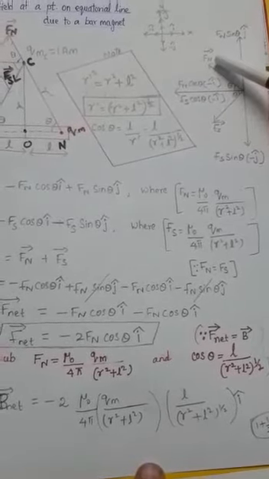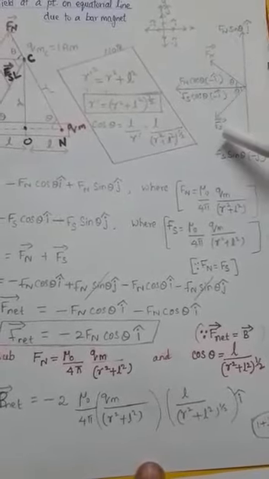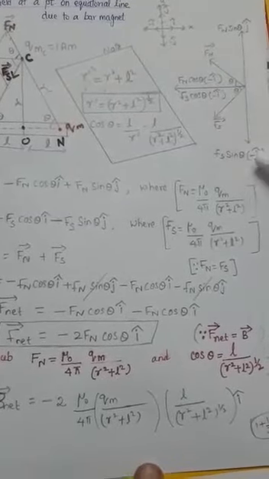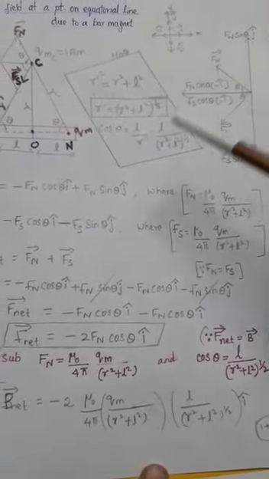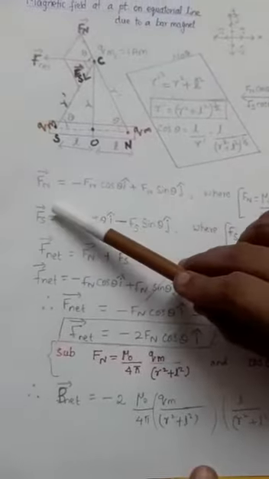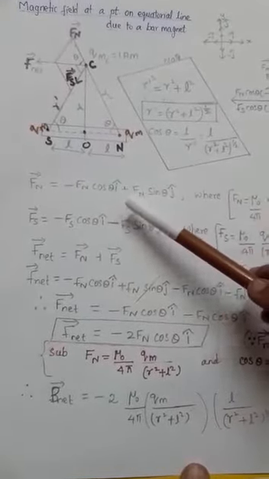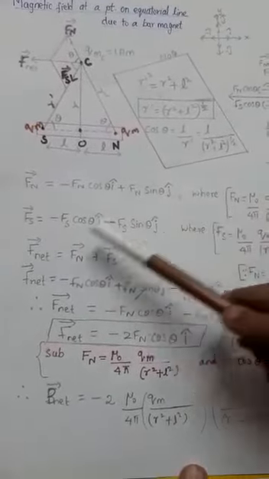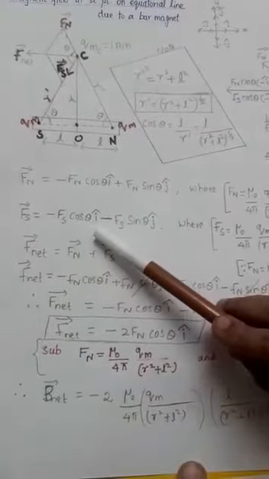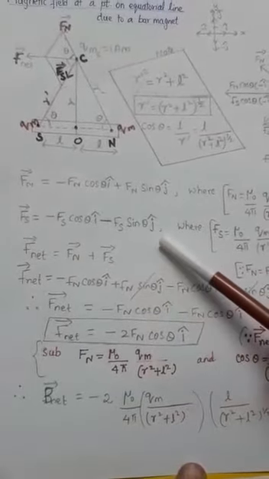So to find out the Fn vector, add these two, and to find out the Fs vector, you have to add these two. Right? The same thing I have done here, children. Fn is equal to minus Fn cos theta i cap plus Fn sin theta j cap. Fs is equal to minus Fs cos theta i cap minus Fs sin theta j cap.